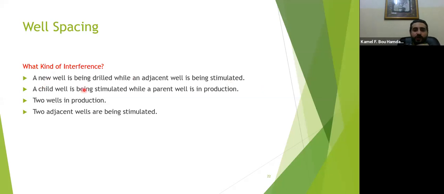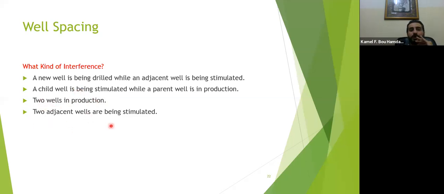You might have a child well which is being stimulated while a parent well is in production. By child well, I mean here a new well, and the parent well is an old stimulated well which is now put on production. So if we have this case, you might also have some problems. The child well might affect the parent well which is in production. Another case is when you have 2 wells in production, so assuming they are connected with each other, the amount of, let's say, produced hydrocarbons is going to be lower, or it could be affected if this is the case. So we have something like pressure depletion. It might be depleting even further than what's expected.